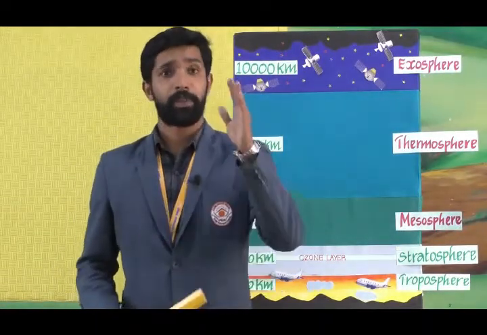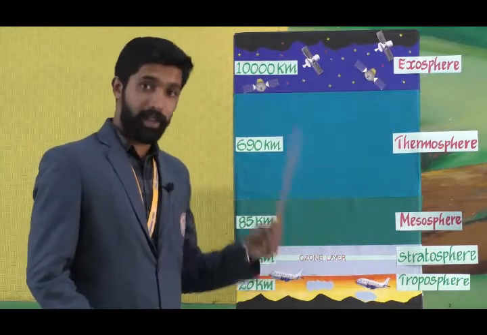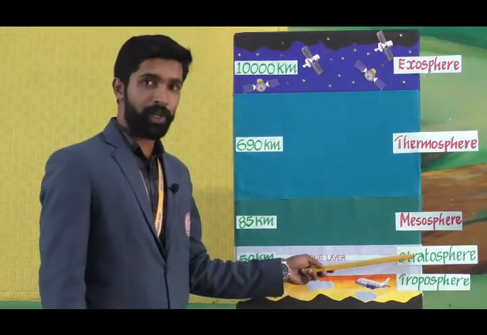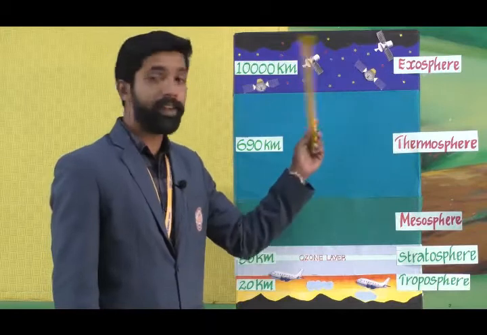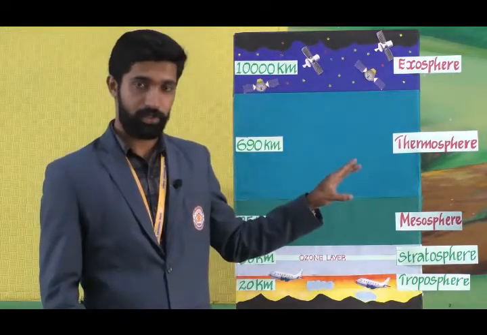The atmosphere is divided into 5 layers based on composition, temperature and other properties. Starting from the surface of the earth, the layers are called troposphere, stratosphere, mesosphere, thermosphere and exosphere. Remember, these layers vary in thickness.